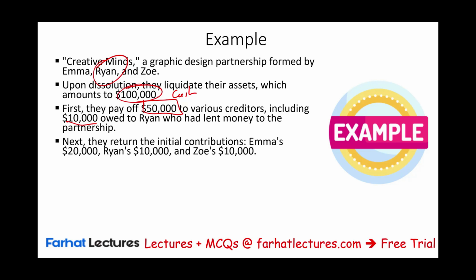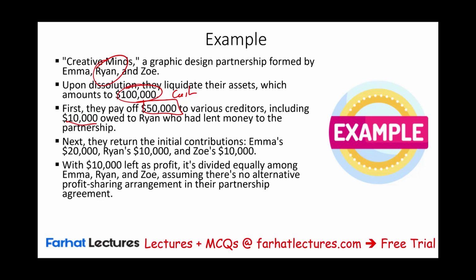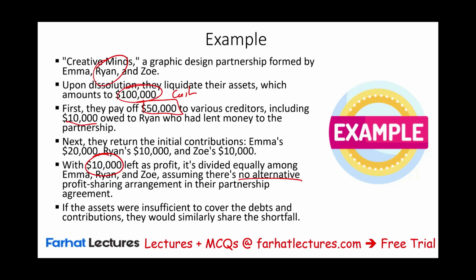They return the initial contributions to Emma, $20,000, Ryan, $10,000, and Zoe, $10,000, which adds up to $40,000, with $10,000 left as profit, which is divided equally among Emma, Ryan, and Zoe, assuming there is no alternative profit-sharing arrangement in the partnership agreement. Now, if the assets were insufficient to cover the debt and contributions, they would similarly share the shortfall. So if there's any shortfall, they will have to absorb that shortfall.